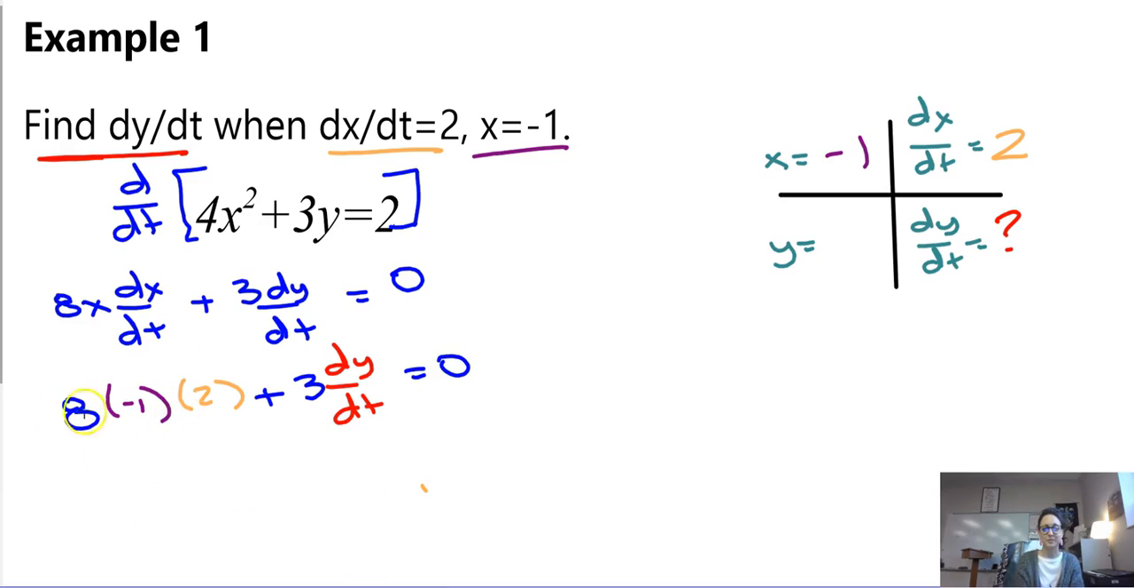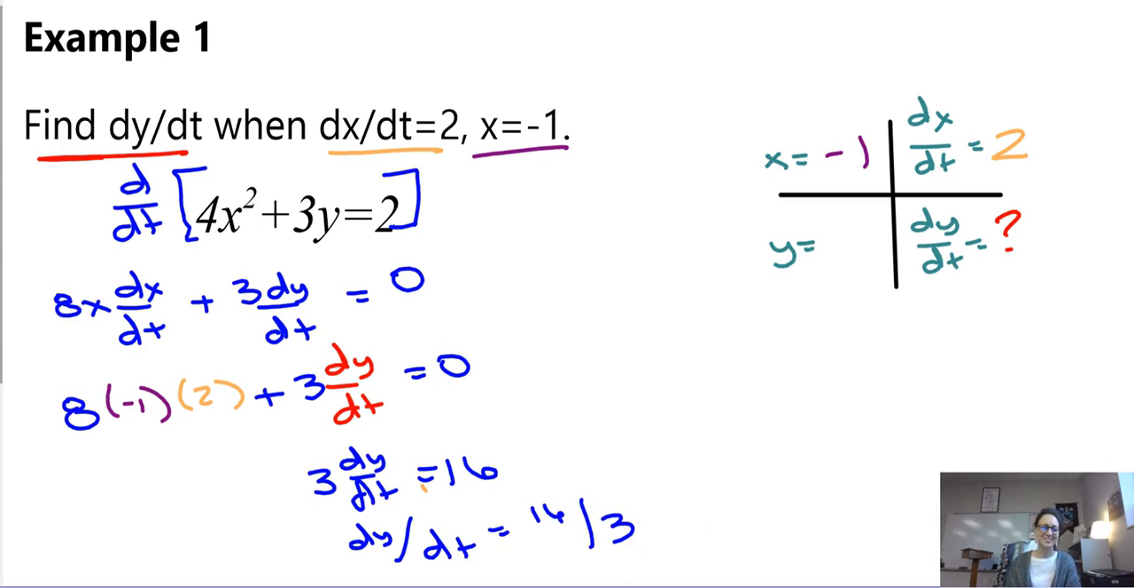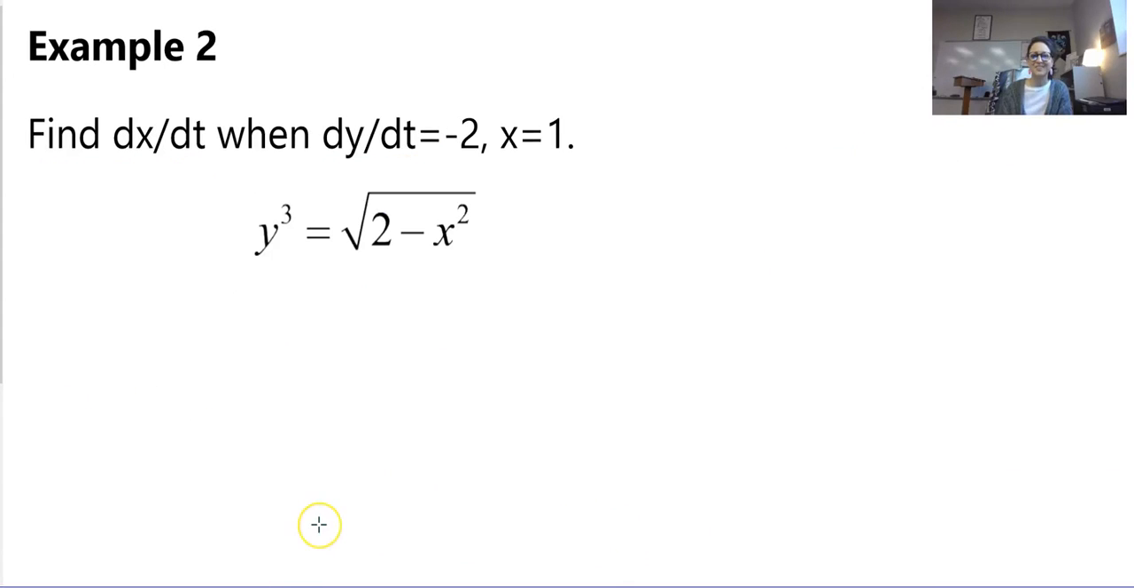8 times -1 times 2 is -16. I'm going to bring that over to the right-hand side, so that's positive 16 there. So I've got 3 dy/dt is 16. In other words, dy/dt is 16 over 3, and that's our final answer. All right, force a pause on your screen. Go ahead and copy example 2 for me.